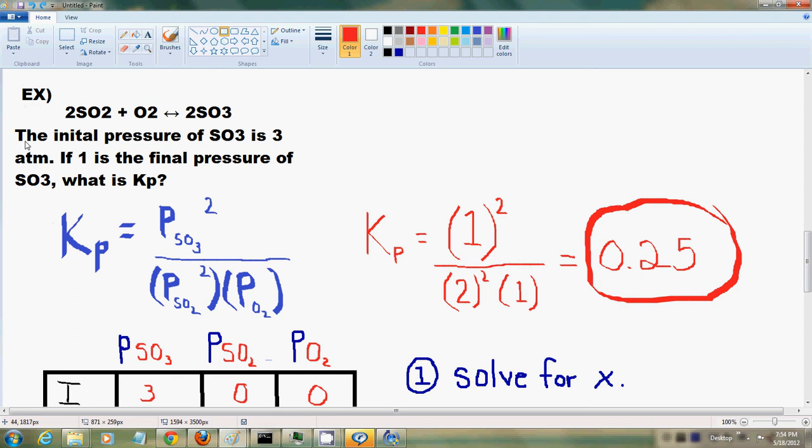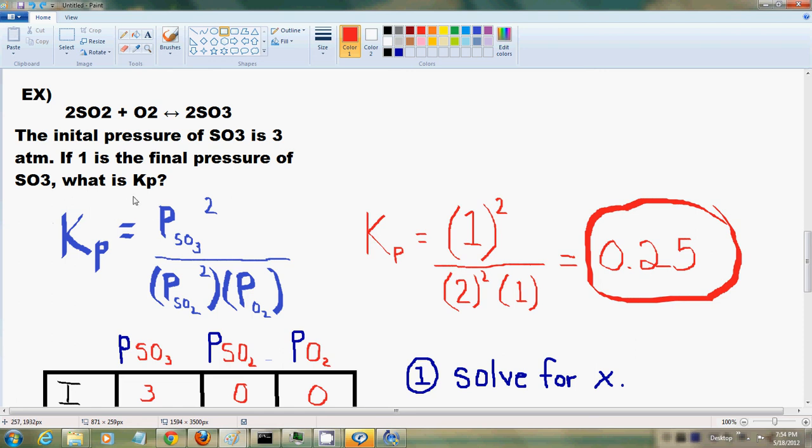Let's say you are given the reaction 2 sulfur dioxide plus oxygen yields 2 sulfur trioxide. And they give you the initial pressure of sulfur trioxide is 3 atm, and the final pressure, or equilibrium pressure, of sulfur trioxide is 1 atm. And they want you to find Kp.